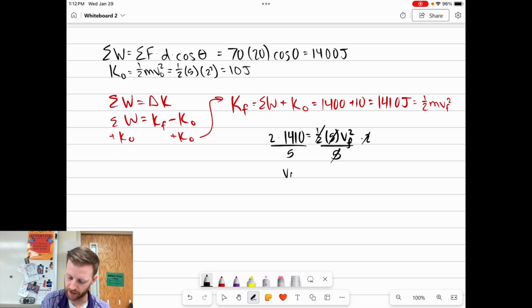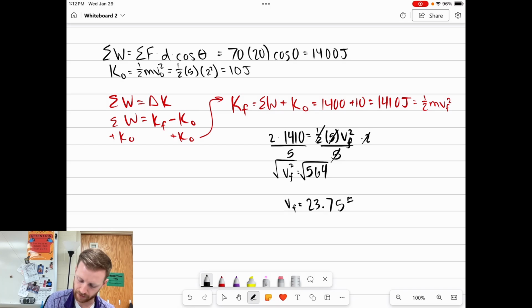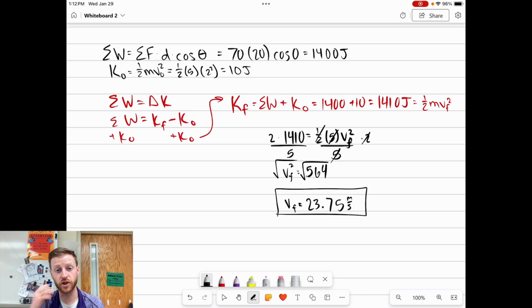So the 2 cancels out, the 5 cancels there. That's going to get me that the final velocity squared is equal to 564. Take the square root of both sides. I'm going to take the square root of my answer. And that gets me the final velocity, 23.75 meters per second. So my object really got speeding up with that net force. Small object, larger net force, that would make sense that happens over a pretty long distance.